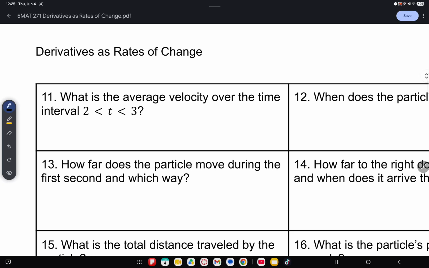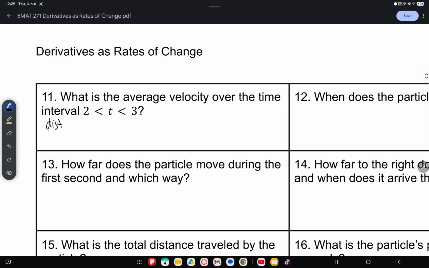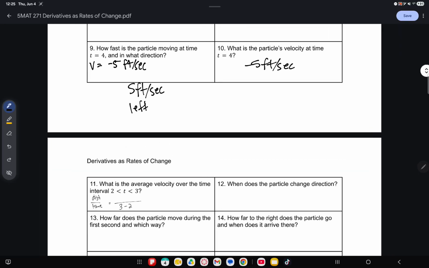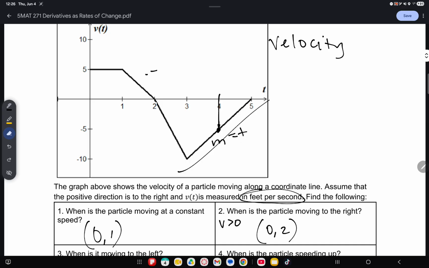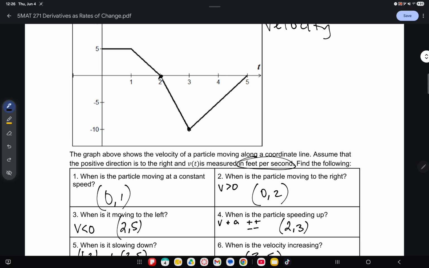All right, so the average velocity, right, it's our distance over time. So we can go look at, well, our time was from 2 to 3. So 3 minus 2. We can go find those actual function values. Erase some of my drawings here. So at 3, we're at -10, and at 2, we're at 0.